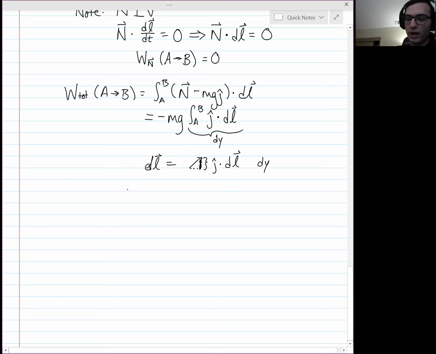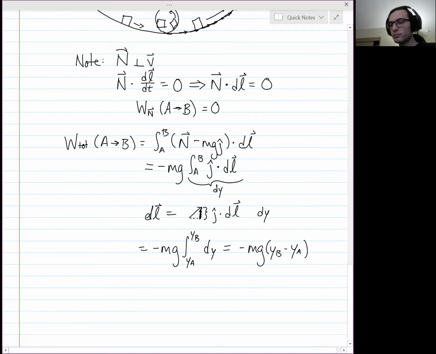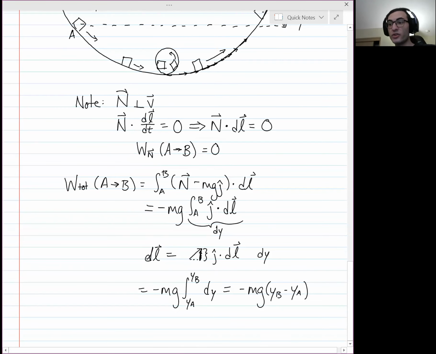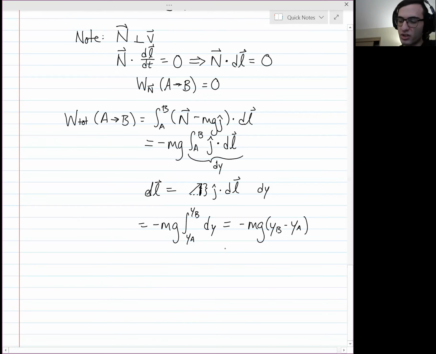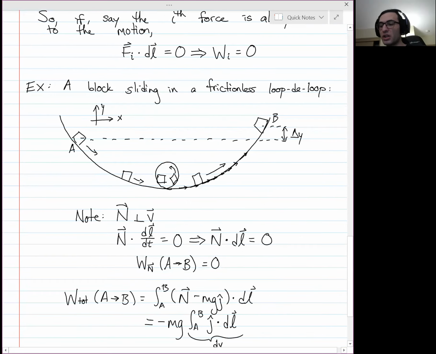And so all we have to do now is consider that this is equal to minus mg times the integral from ya to yb of dy. And so that gives us minus mg times yb minus ya. So that tells us how much work is done by gravity between points A and B. This is just minus mg delta y. So the n drops out because it's perpendicular to the path.